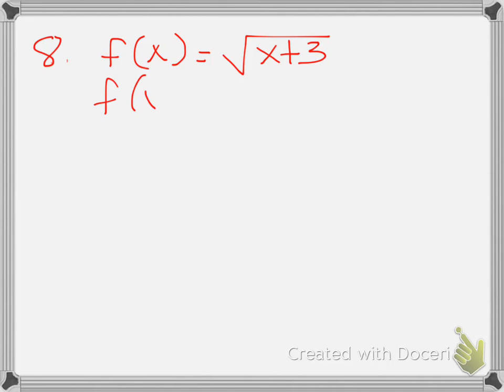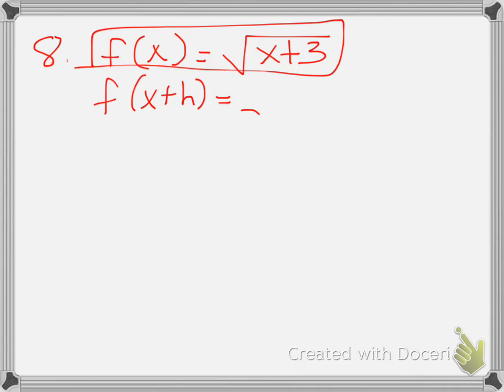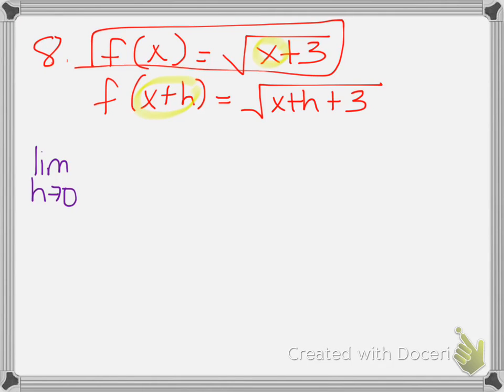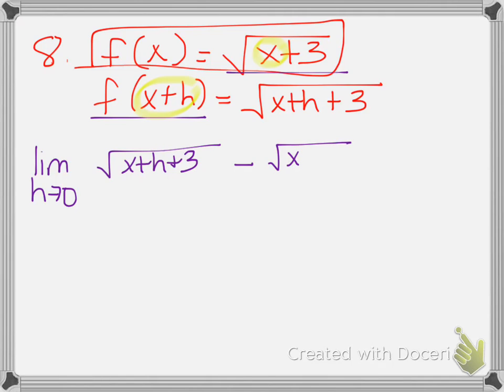Alright, next thing I want to do, so this is the actual problem that you'll be given, and you'll be given that other formula. So then first thing you need to do is find f of x plus h. That just means take x plus h and plug it in for x. So you get the square root of x plus h plus 3. Alright, now if I do the formula, I have the limit as h approaches 0 of f of x plus h, so of that, minus f of x, which is that, all over h.